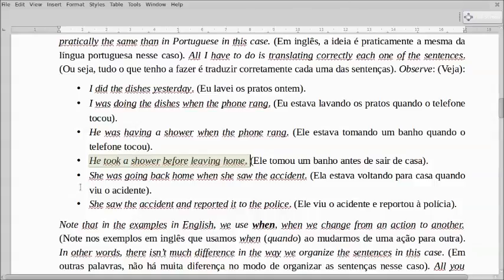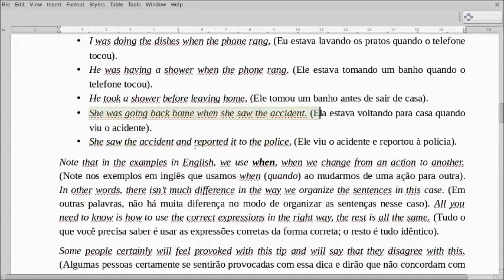She was going back home when she saw the accident. Ela estava voltando para casa quando ela viu o acidente. Então, uma ação interrompe a outra. Ela viu o acidente no momento que ela estava voltando para casa. She saw the accident and reported to the police. Ela viu o acidente e reportou à polícia. Uma ação acabada.